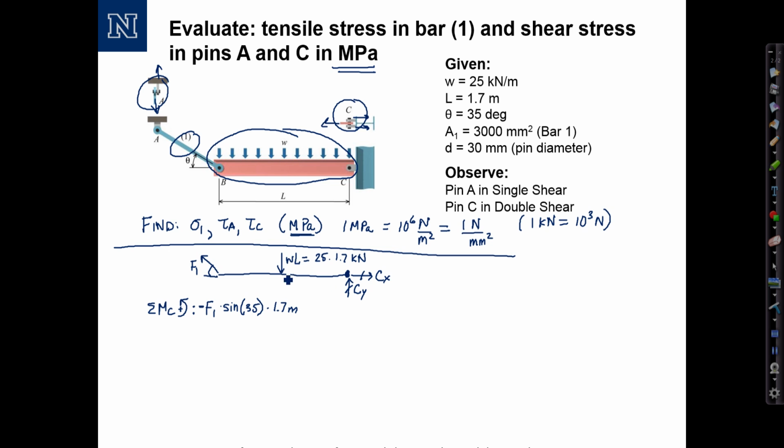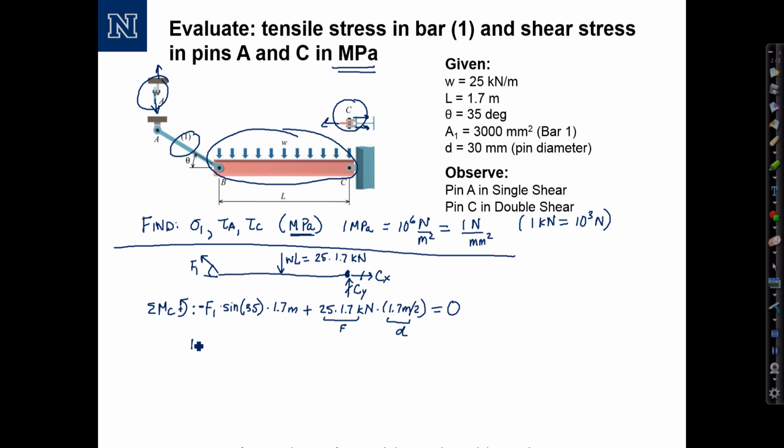The force WL also contributes to a moment about C in the positive direction. So we have 25 times 1.7, that's the force in kilonewtons. Multiply that by the distance, which is half the length of the beam, 1.7 meters over 2. That's my distance. Okay, those are all the terms that contribute to a moment about C. Set that equal to 0.